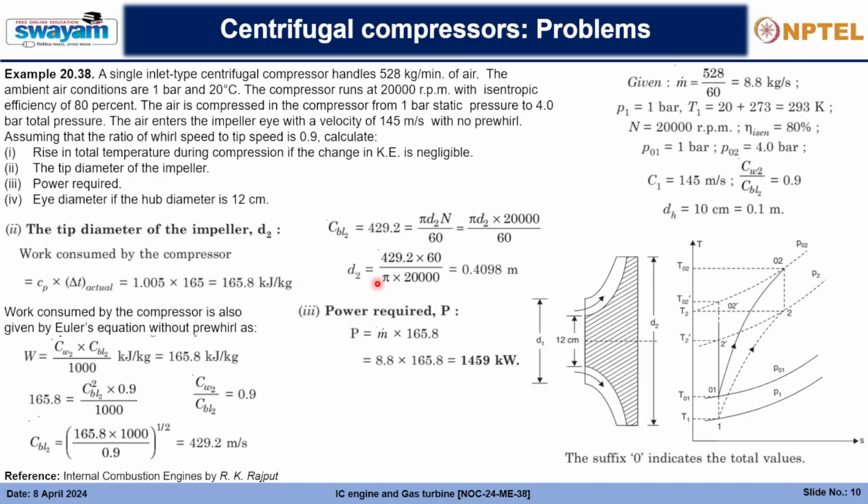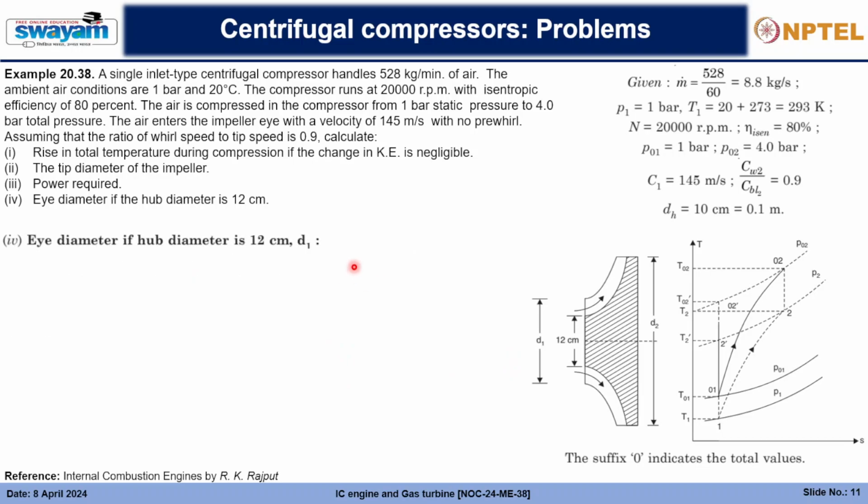We got it straightforwardly. Now to calculate the eye diameter, if the hub diameter is 12 centimeter, D1, so this part is 12 centimeter up here. So we have to calculate the eye diameter. For that, we will use the continuity equation. From the continuity equation, we have m equals pi by 4 into D1 square minus Dh square into C1 into rho 1.